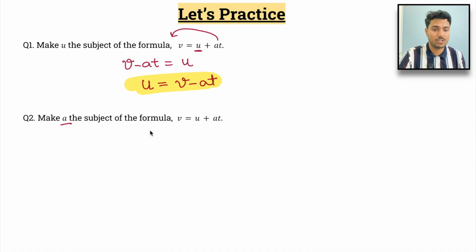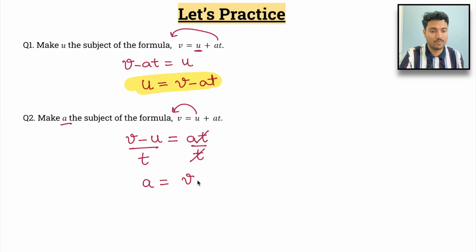It says make a the subject of the formula v equals u plus at. So now we can clearly see that we have t multiplied by a, but we also have an additional u. So we can transpose this u to the other side. So we can write v minus u is equal to at. And now we have an additional t multiplied with a, which we don't want because we have to make a the subject of the equation and not at. So let's divide by t both the sides like this. So t and t will cancel out. And now we have a is equal to v minus u upon t. That's the answer, and this is how we make a variable the subject of the equation.